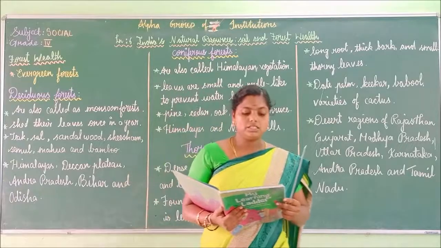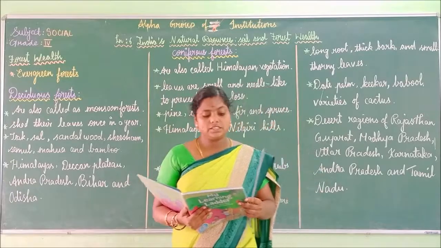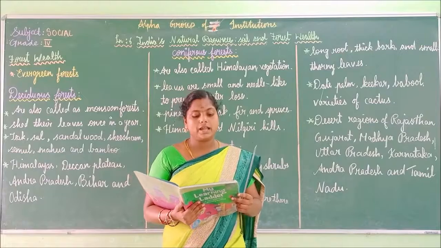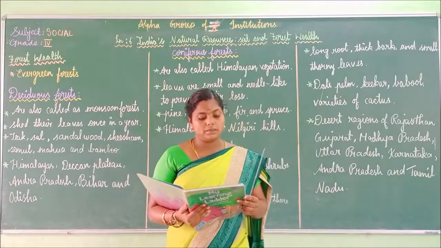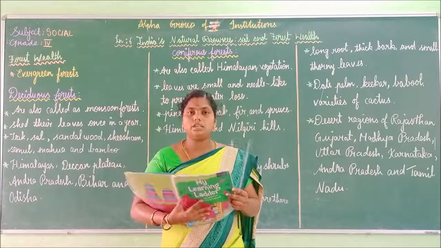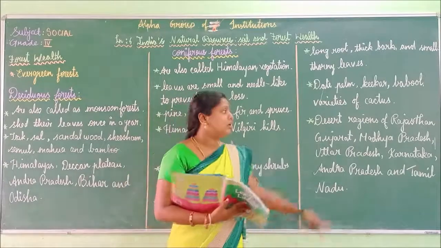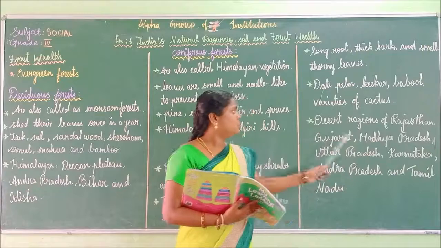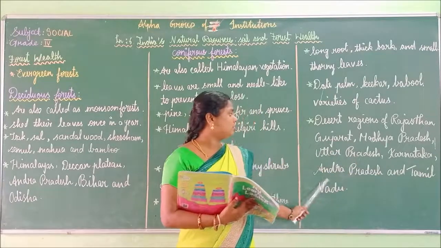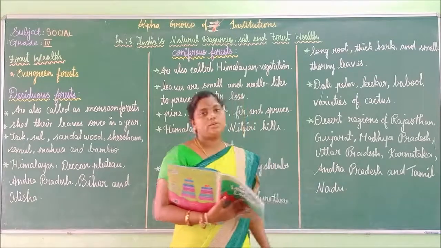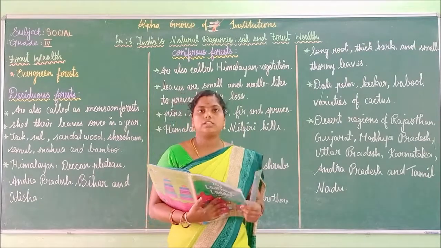Where are they found? The thorn forests are found in the desert region of Rajasthan and dry areas in Gujarat, Madhya Pradesh, Uttar Pradesh, Karnataka, Andhra Pradesh and Tamil Nadu. So where are they found? Rajasthan, Gujarat, Madhya Pradesh, Uttar Pradesh, Karnataka, Andhra Pradesh and Tamil Nadu. Clear, children? Shall we move on to the next one?